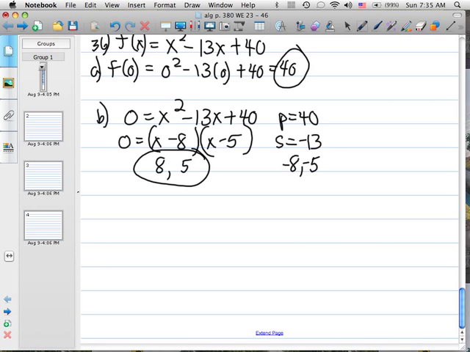So when you do number 35, you have some factoring to do, and the same with 37. Okay, we're on 38.